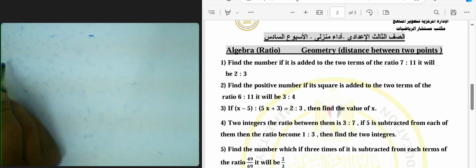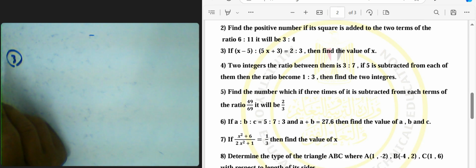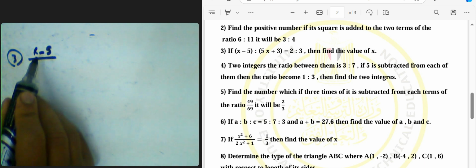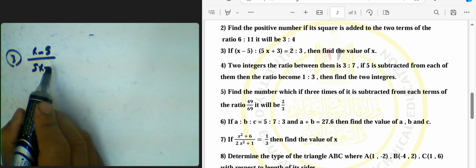Now we will solve the question number 3 here. Question number 3, if x minus 5 to 5x plus 5 equal to 3, and then find the value of x here. We can write up here x subtract 5 over 5x plus 3.